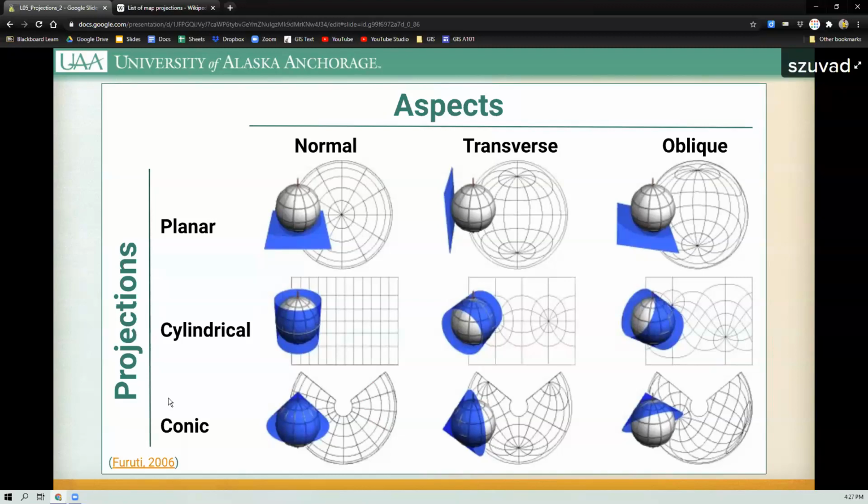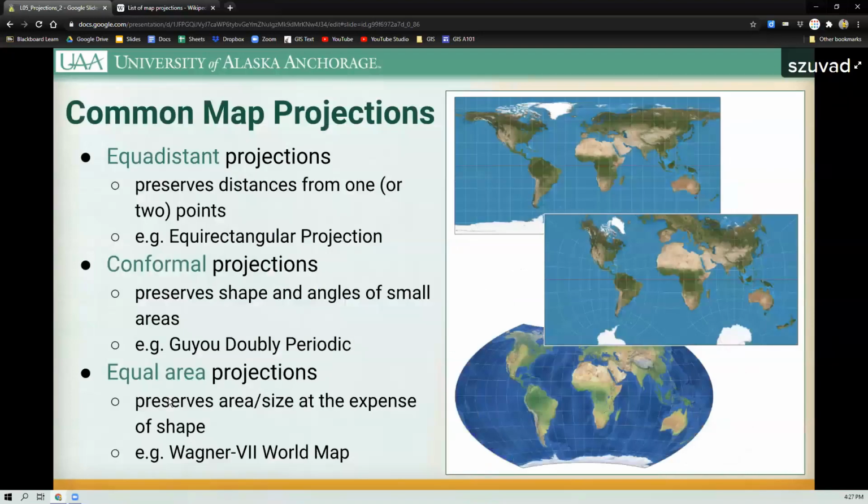So we'll get into some of those details coming up. So I told you before, the three most common types of distortion are equidistant, conformal, and equal area. And these are just some examples of that.